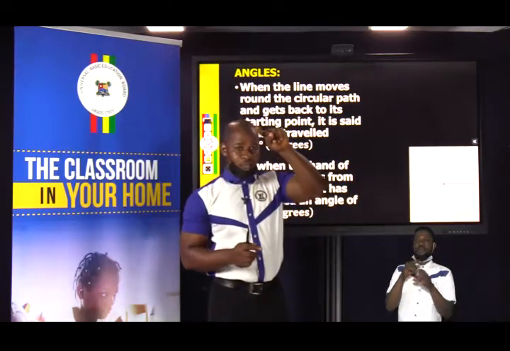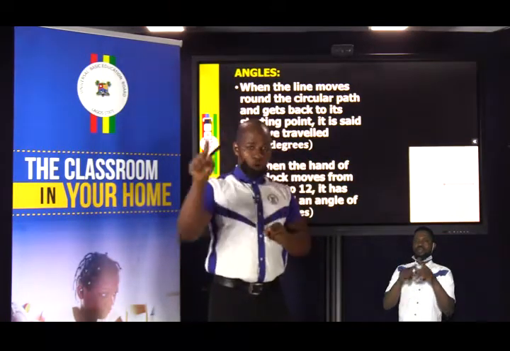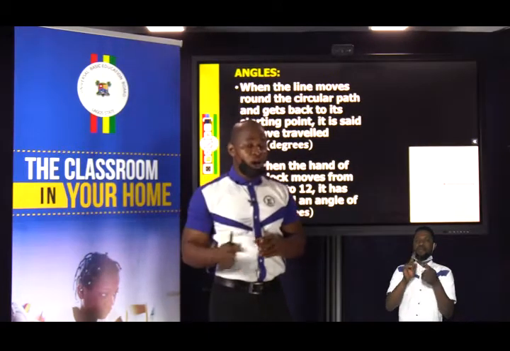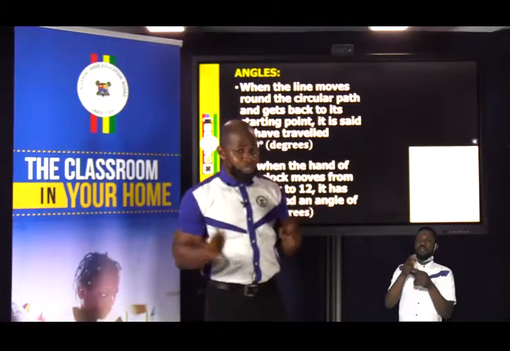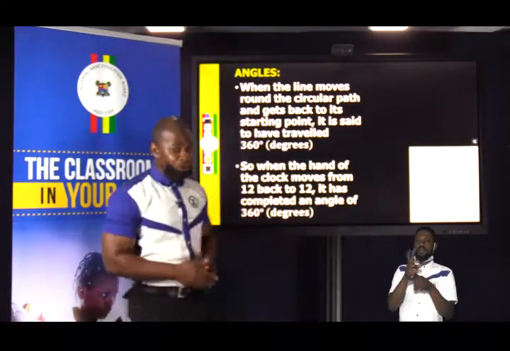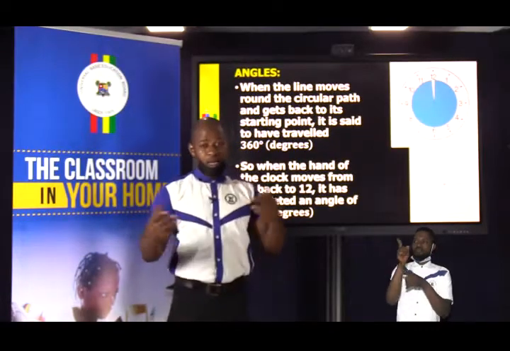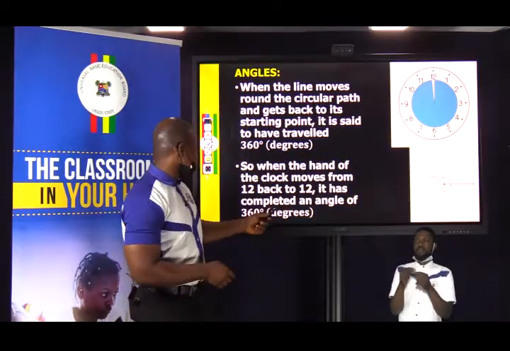The second hand goes round; it starts from 12 and goes to 1, to 2, to 3, to 4. By the time it gets back to 12, it has gone 360 degrees. How many degrees? 360 degrees, like this. It gets back to the starting point: 360 degrees.